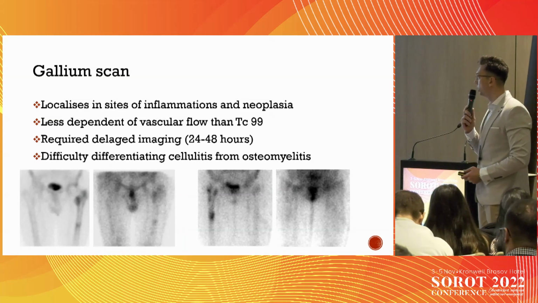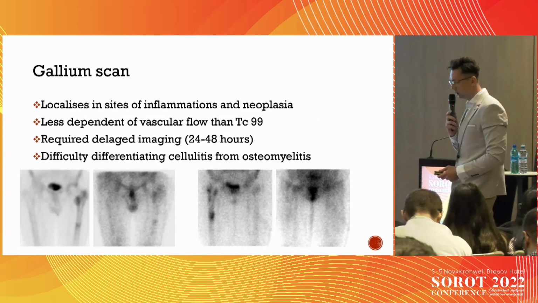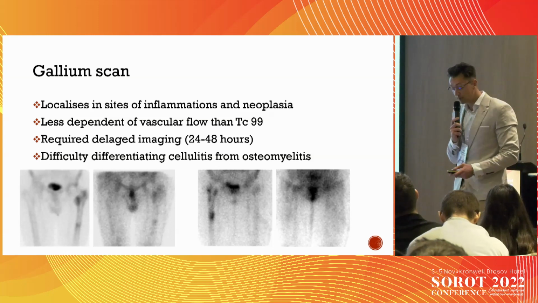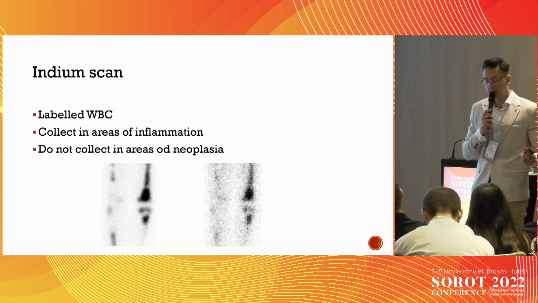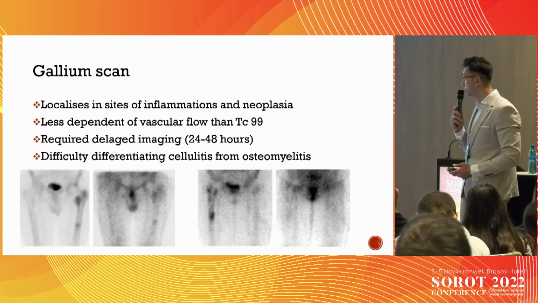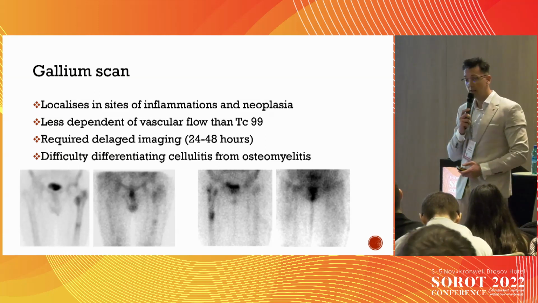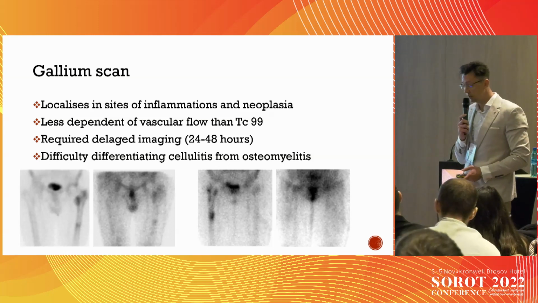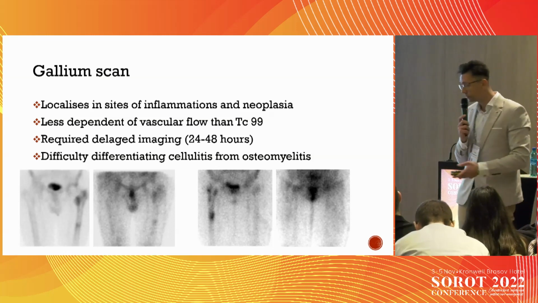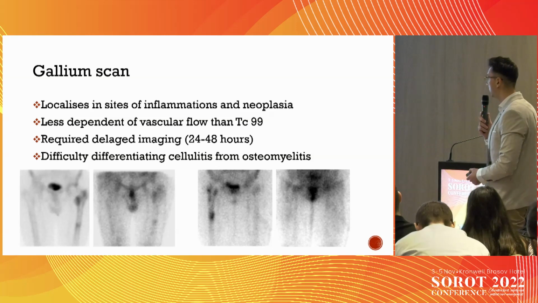Gallium scan is localized in inflammation and neoplasia, less dependent on vascular flow, unlike technetium-99. It requires delayed imaging and is difficult in differentiating between cellulitis and osteomyelitis.